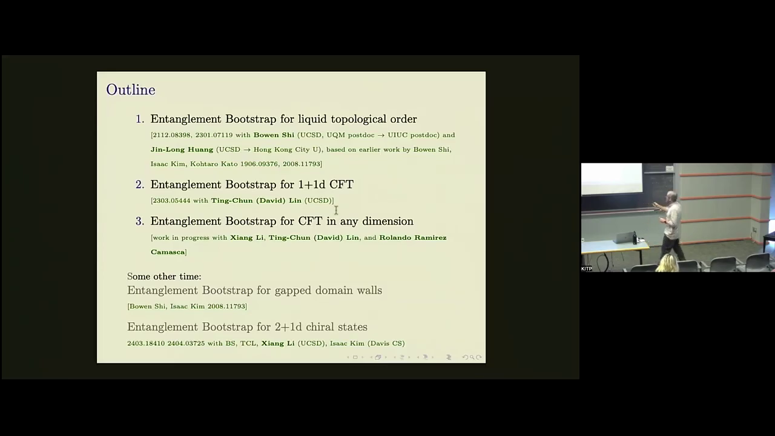And so in this case, there's actually quite a lot to say, which I'll try to say as little as possible, because I really want to get to the analog for 1+1 dimensional conformal field theory and the much more recent case of conformal field theory in any dimension. Okay, and then there are a few other cases that I will not talk about.